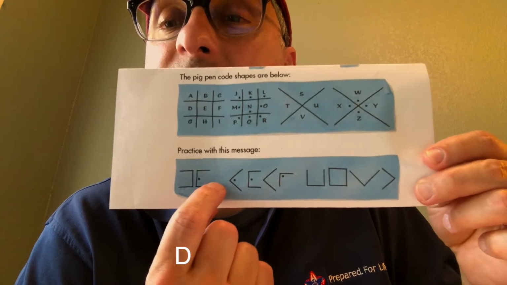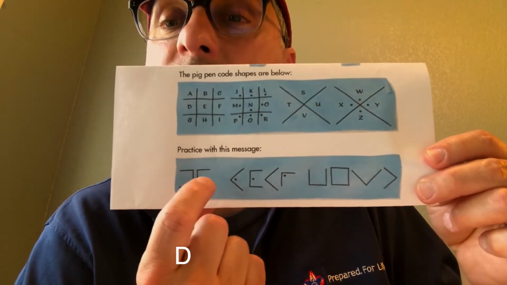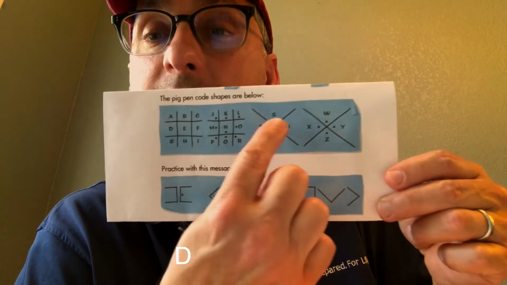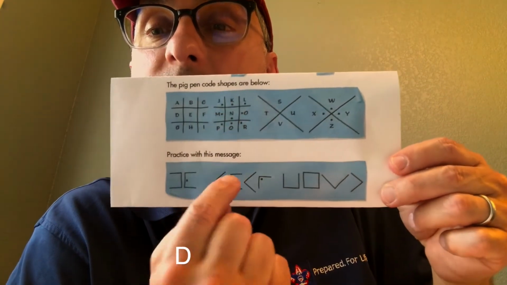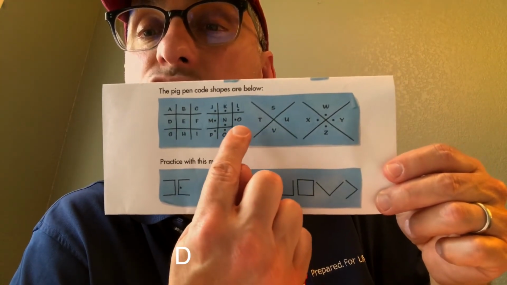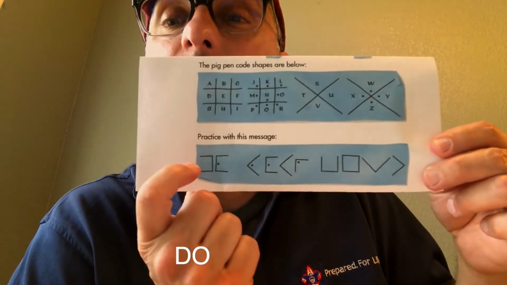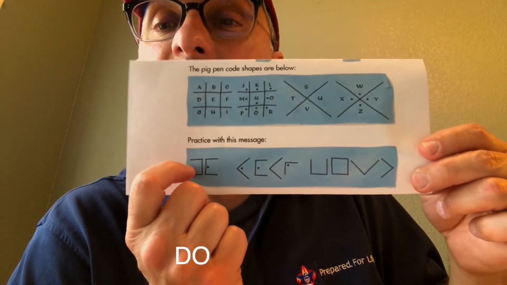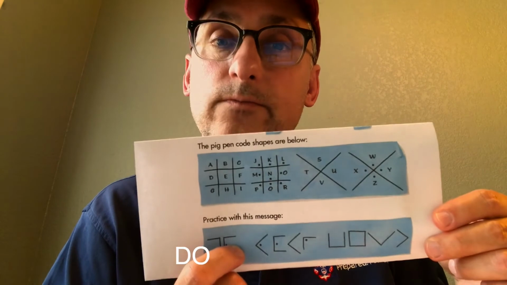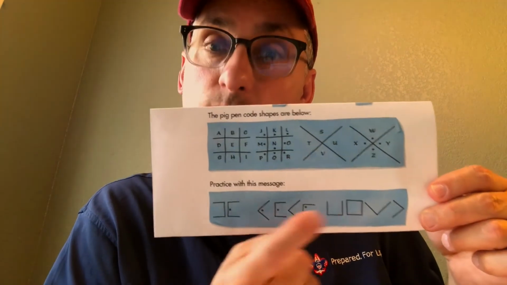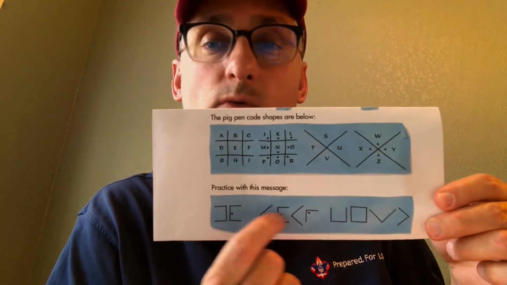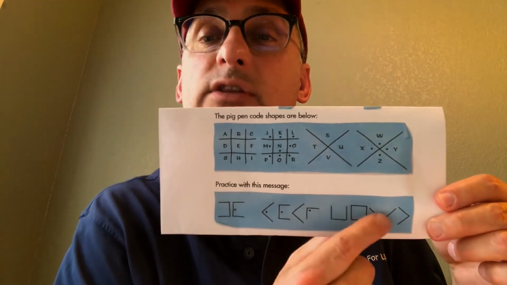Now, let's look at this next bracket. It's going the opposite way with a dot in it. Where do you see a bracket that looks exactly the same, going that exact same direction with a dot in it? It's right here next to the O. So that tells you that this first word is D-O, do, okay? So I want you to pause the video or write this down. See if you can break the rest of the code.